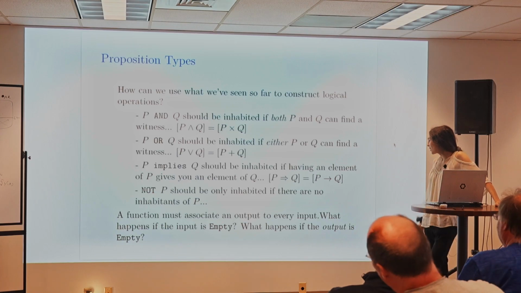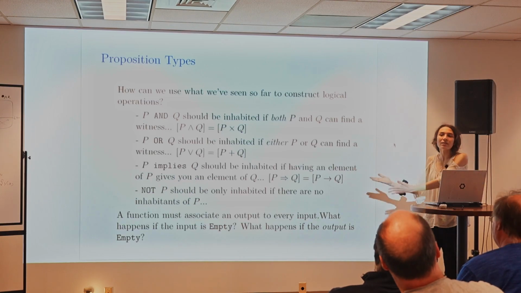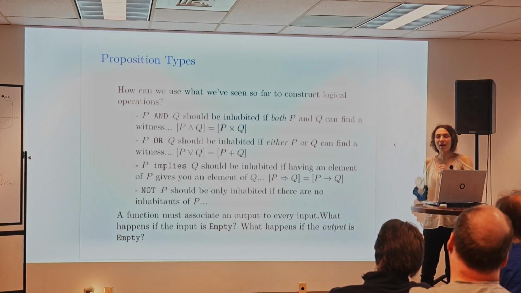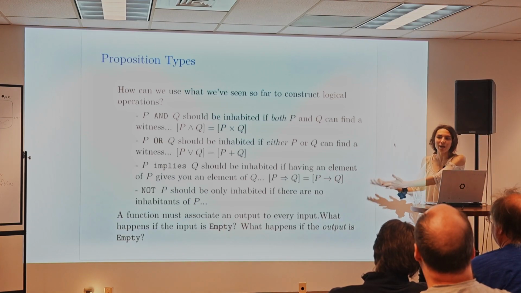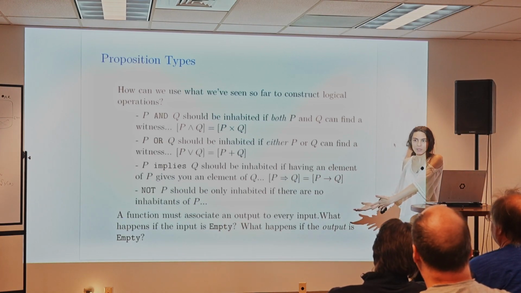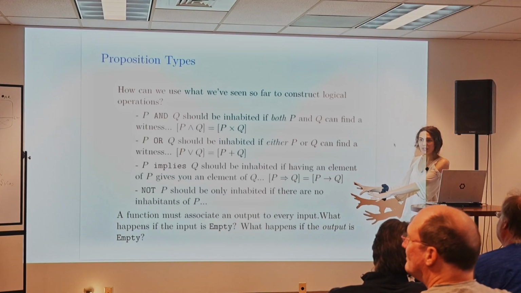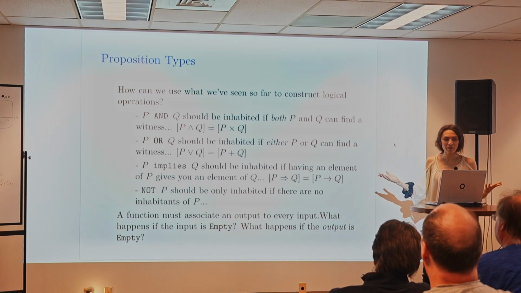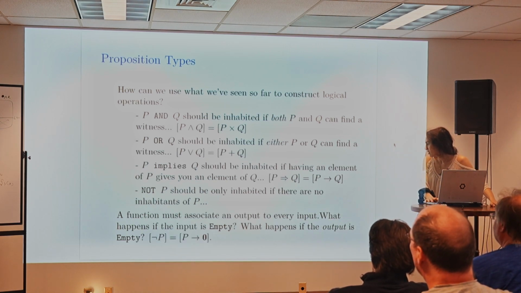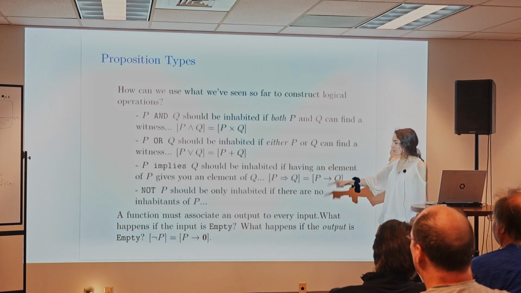But yeah, okay. If the output is empty, then that function can only exist if the input type is empty, because I have to find an output to assign to every input. If I have an input that has members, things that might need outputs, and I don't have outputs to give them, I can't make that function. So if I have a function like that, that tells me there are no inputs. That's good with everyone? Okay. So what that means is that the negation of P, not P, is the type of P to the empty type.